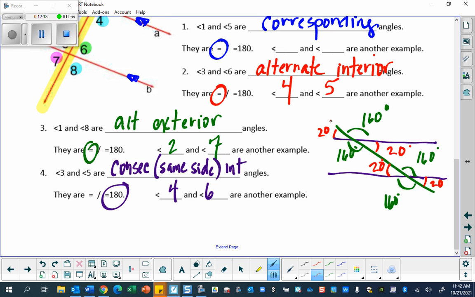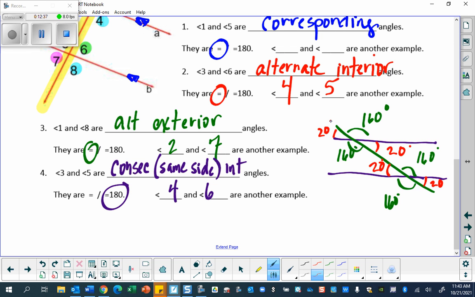So if it helps you, that transversal and those 2 parallel lines create 8 angles, 4 fats, 4 skinnies, obtuse and acute. All of our fats have the same measure. All of our skinnies have the same measures. 1 fat, 1 skinny, supplementary. Does that make sense to you? Sometimes kids find that helpful.